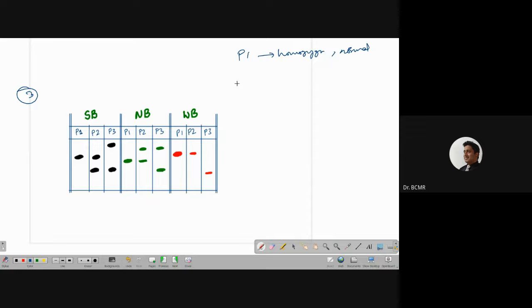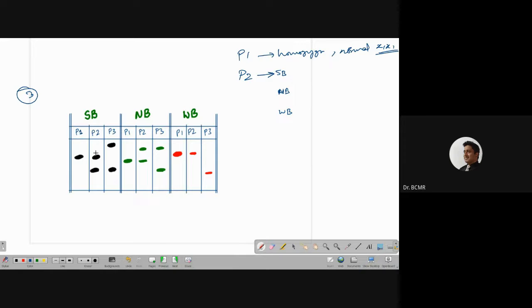Okay, I want your participation. This is not for me, this is about trying to figure out the answer together. So about P2, what does Southern Blot say, what does Northern Blot say, and what does Western Blot say? Yes. So we'll call these alleles X1, X1. The P1 is homozygous.